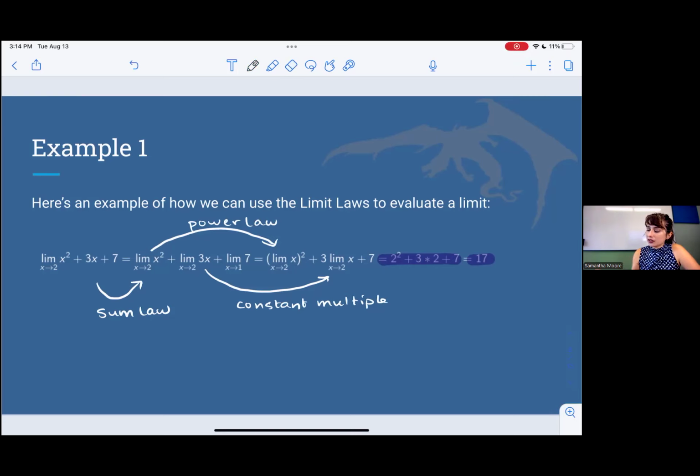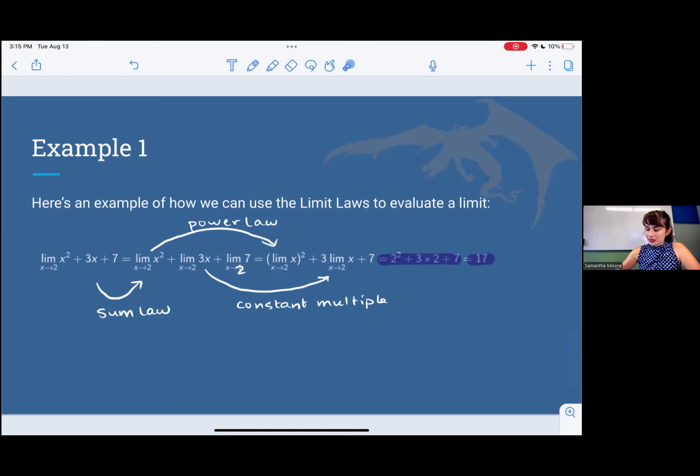And then the other thing that I noted is you'll notice that I dropped my limit here. That's because I'm thinking about the limit as x goes to 2 of 7. So as x goes to 2, my function is constant. It's always 7. So that limit should be 7 because that's what the y values are getting closer and closer to. In fact, they're just always 7.